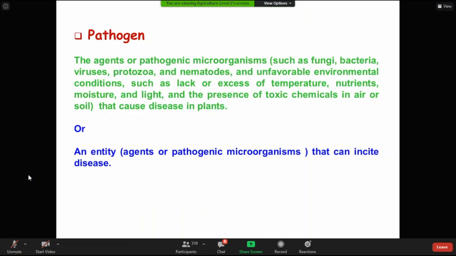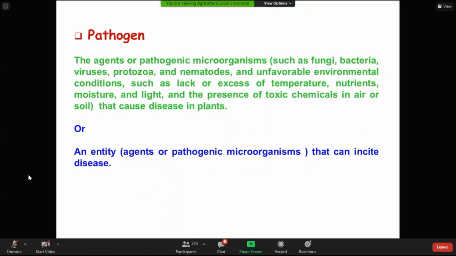And we can summarize the definition in a way: any entity, including pathogenic microorganisms and environmental factors, that induces or incites disease in plants is called a pathogen. So three things you can now explain, right? One, what is plant pathology? Two, what is a plant disease? And three, what is a pathogen? Who is the host? Plant or pathogen? Plant. Okay. So very good.